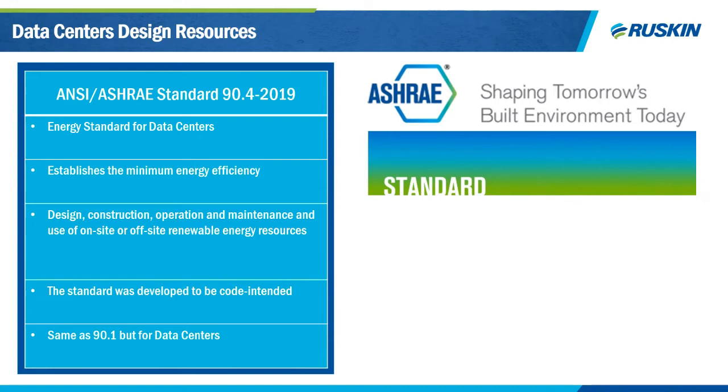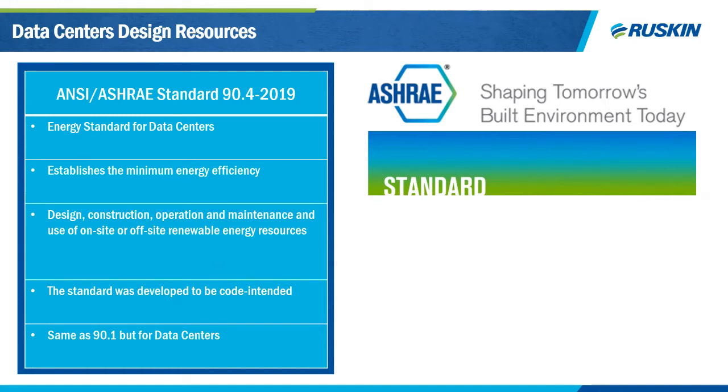For the design standard, we recommend 90.4. So we're all familiar with 90.1. Back in 2016, ASHRAE pulled the data center buildings out of 90.1 and made a standalone standard, which is 90.4. It's meant for data center buildings. We know because these buildings are really different from other commercial buildings. They've got a unique energy requirement and unique space set point.